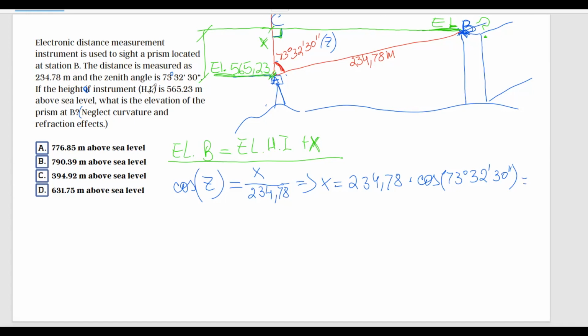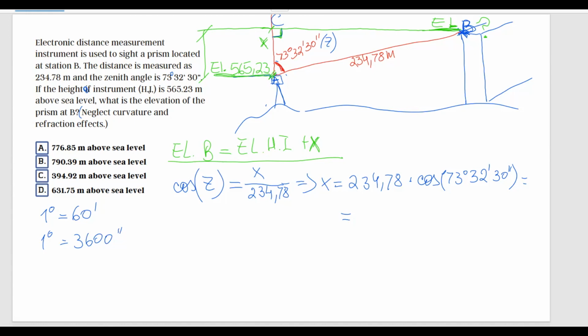And now do the same. Please use your calculator. I'm going to use mine and let's see how much is x. Maybe I should do the angle separately here, this angle of 73 degrees. Let me remind you how we do that. We know that 1 degree is equal to 60 minutes. Also, 1 degree is equal to 3,600 seconds.